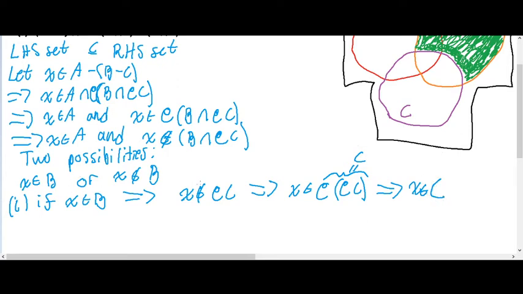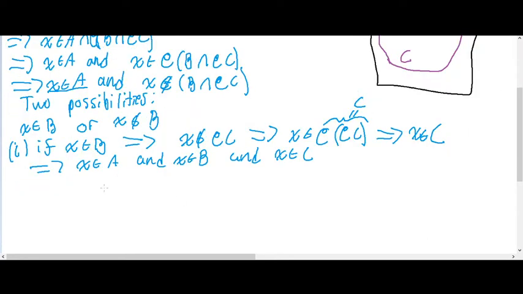So for case 1, x is in B and x is in C, but also, remember, x must always be in A. So this implies that x is in A, and x is in B, and x is in C. Now, this is the same as saying, by the definition of set intersection, that x is in A intersect B intersect C.